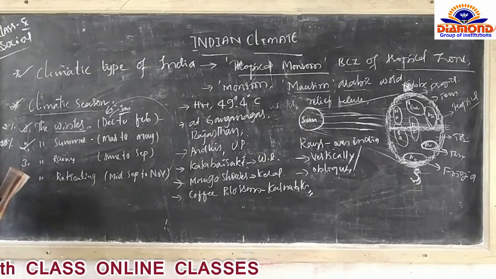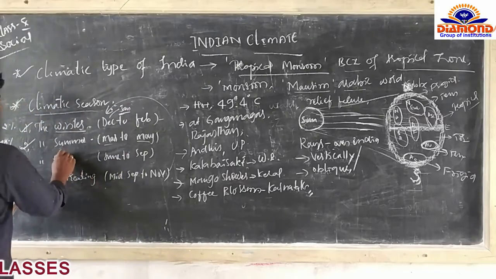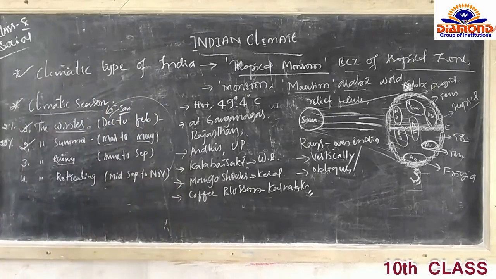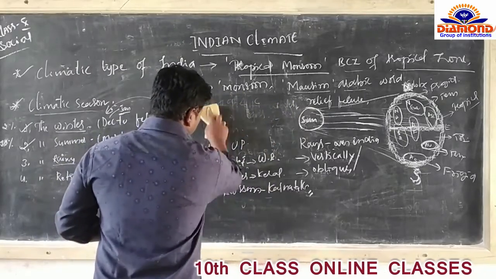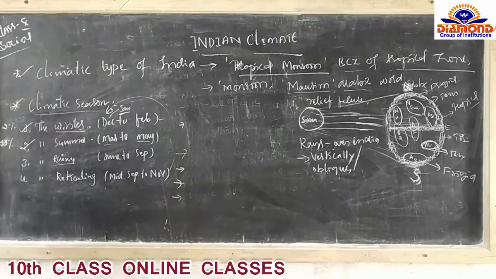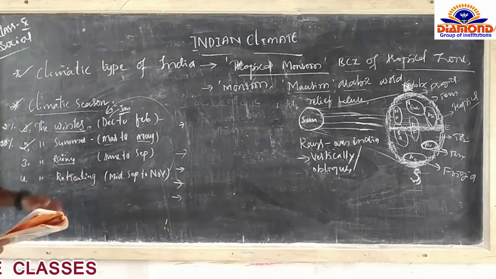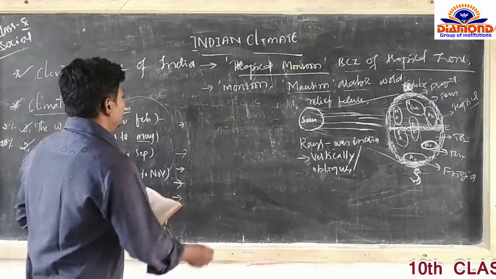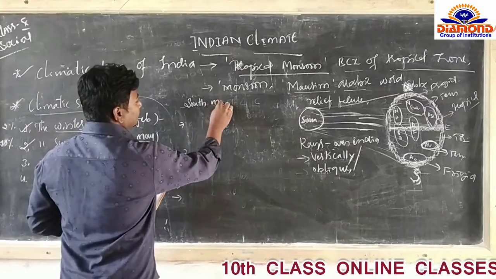The next, when we cross March to May, we come to June. And June is a season for the rainy season. So we're going to see the rainy season of India. This is the third season in the Indian climatic seasons. It is also known as the South Monsoon. The rainy season is also called the South Monsoon.